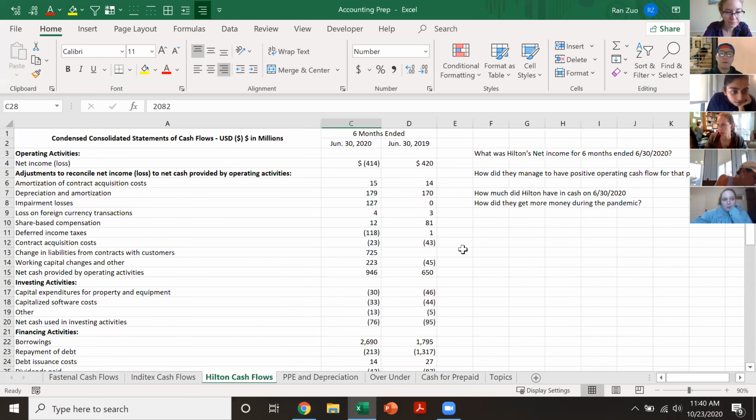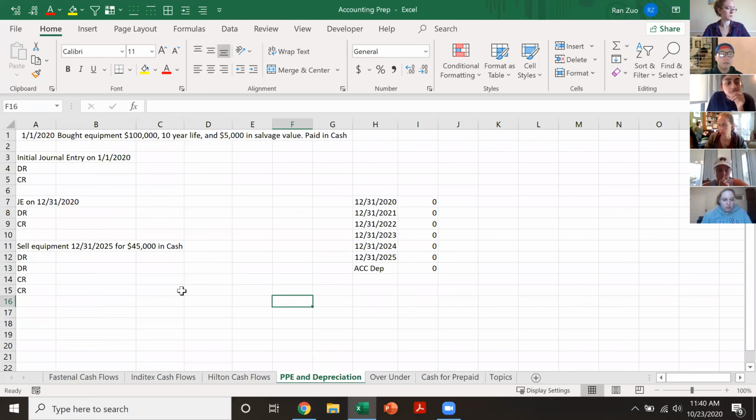No questions. Perfect. Okay, yeah, how did they get more? Yeah, they borrowed. Great. We're going to go on to property, plant, and equipment, if there are no questions generally on cash flow statements.